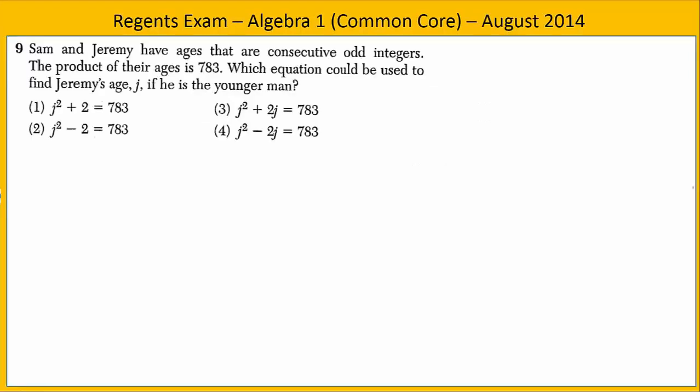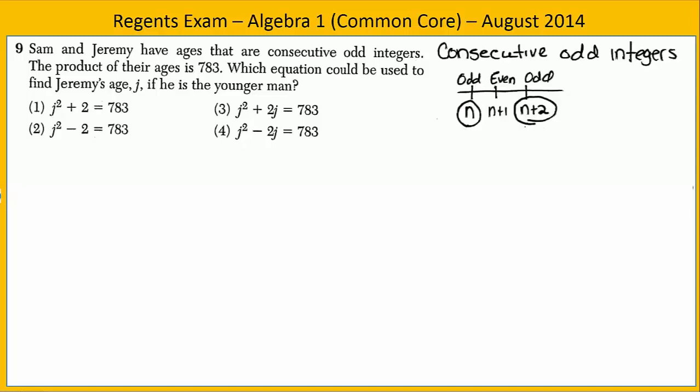In exercise 9, we're told that Sam and Jeremy have ages that are consecutive odd integers. The product of their ages is 783, and we want to know which equation can be used to find Jeremy's age if he is the younger man. We're looking for consecutive odd integers. Remember, consecutive odd integers are 2 units apart, so if we called the first one n, the next odd integer is 2 units away at n plus 2. The variable we're using in this problem is j, so we'll use j and j plus 2.